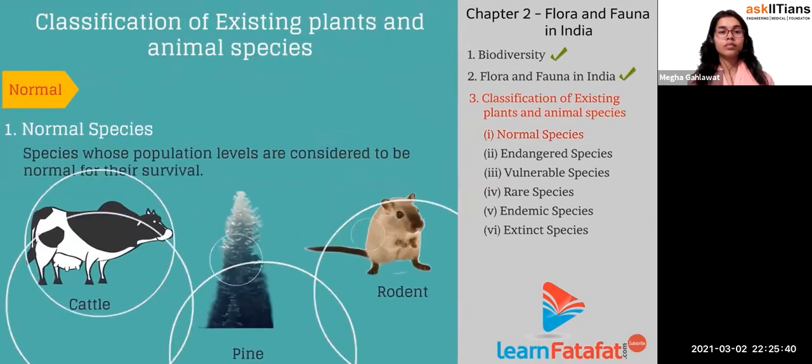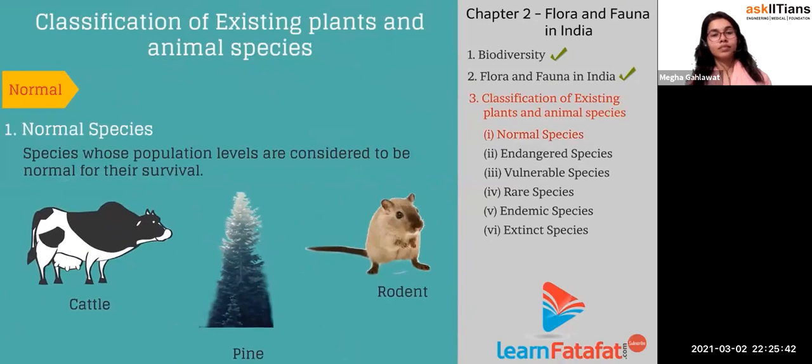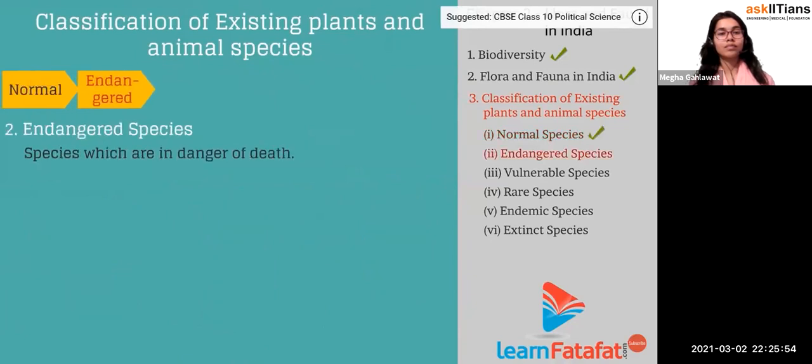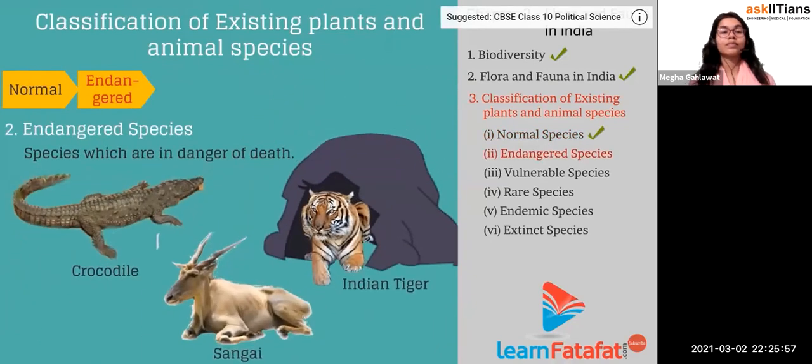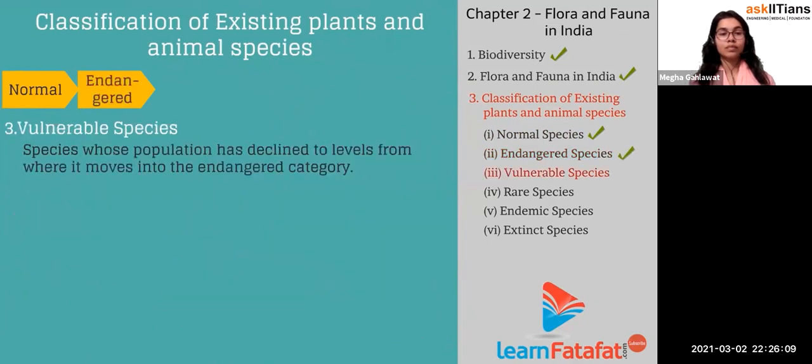Normal species are those whose population levels are considered to be normal for their survival. Examples are cattle, pine, and rodent. Endangered species are those which are in danger of death. Examples are crocodile, Indian tiger, and sangai, which is the brow-antlered deer in Manipur.